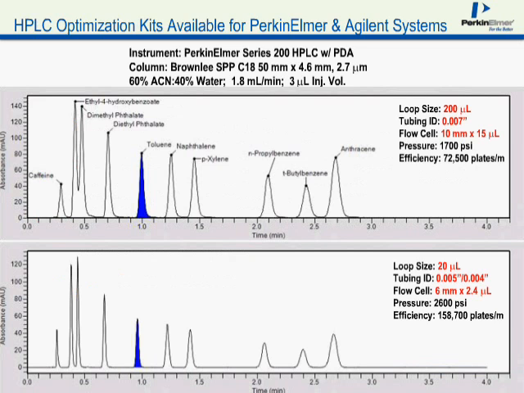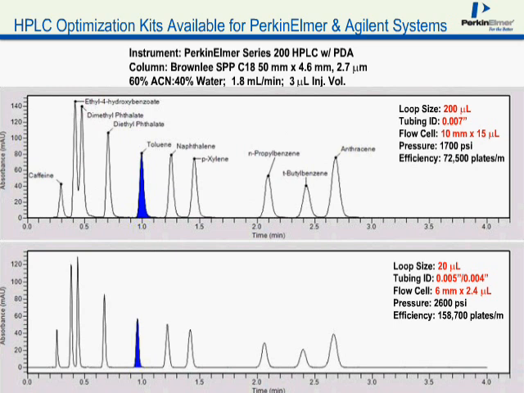But let's look at the next slide, and it'll give you an example of how optimization of your system can improve your chromatography. Here are two chromatograms, one of which was run on an old Series 200 PerkinElmer system that I have here in my lab. The traditional configuration of that system was .007 inch ID tubing from the injector to the column, and from the column to the flow cell.